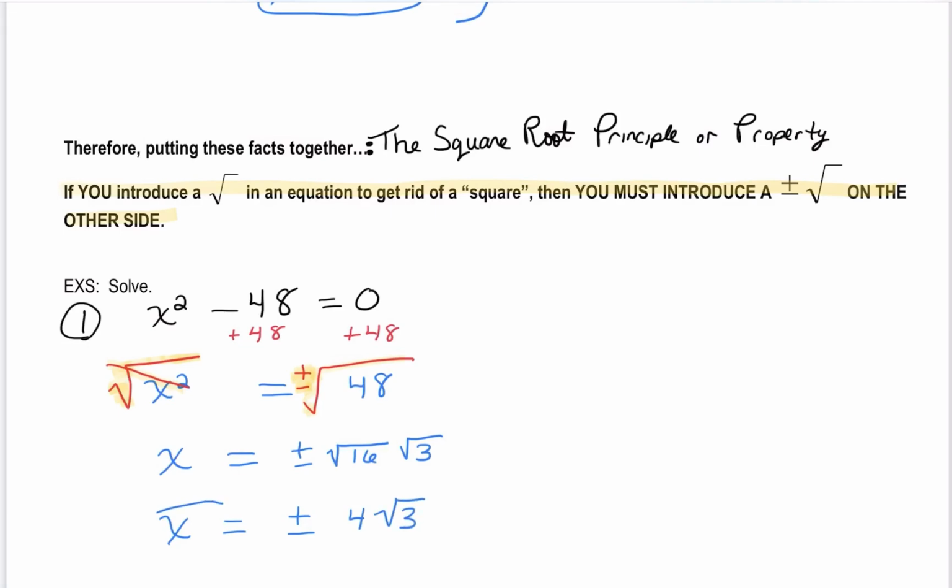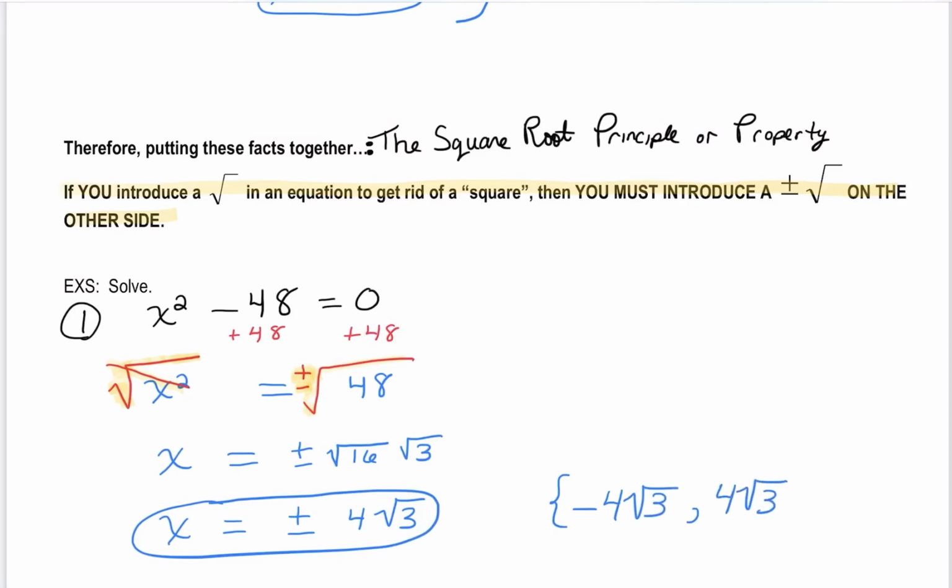A lot of the time, I would be fine with this on a quiz or a test. A lot of times in your homework, they may ask you to write out the solutions, and if there's more than one, separate them by a comma like that. Okay, so this is the square root principle.